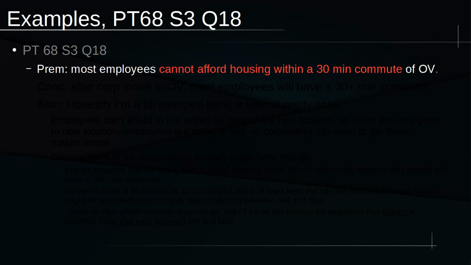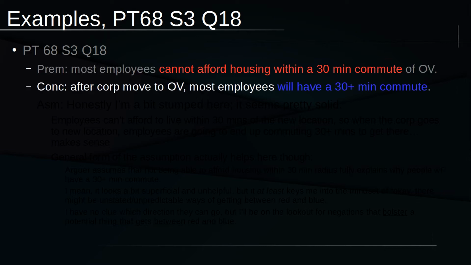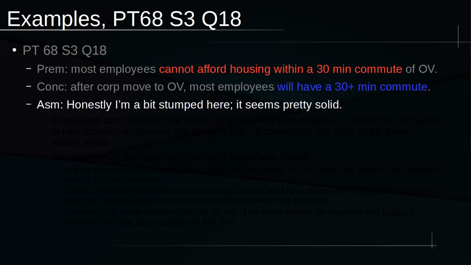The premise that really matters in this argument is that most employees cannot afford housing within a 30-minute commute of Ocean View. So the conclusion based on that is after the corporation, Acme in this case, moves to Ocean View, most employees will have a greater than 30-minute commute. Now here is my first problem with this situation. Honestly, I am a bit stumped because it seems pretty solid.